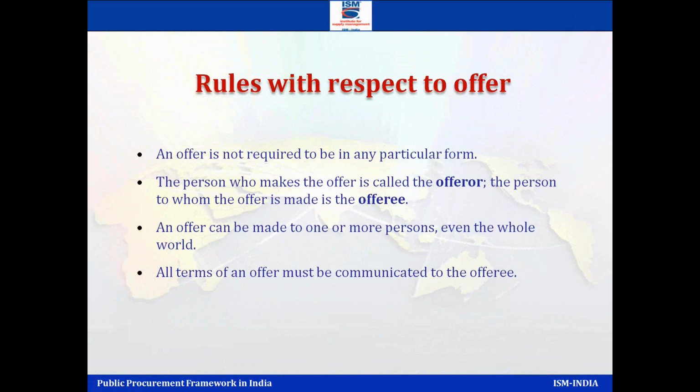The person who makes the offer is called offerer. The person to whom the offer is made is called offeree. So keep in mind there's an offerer and there's an offeree. Now offer can be made to one or more persons, even the whole world. So all terms of an offer must be communicated to the offeree. When I said in the third bullet, I'm sending a catalog, like Flipkart is sending a catalog to everybody. They're giving their offer to everybody. So people can go online and accept it and the contract is formed. So you could give the offer to the whole world or to more persons.